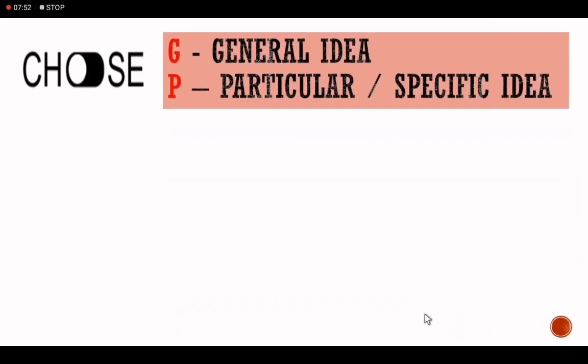Now let's have an activity. Choose from general idea and particular or specific idea. So all you have to do is to choose or to write G or P.